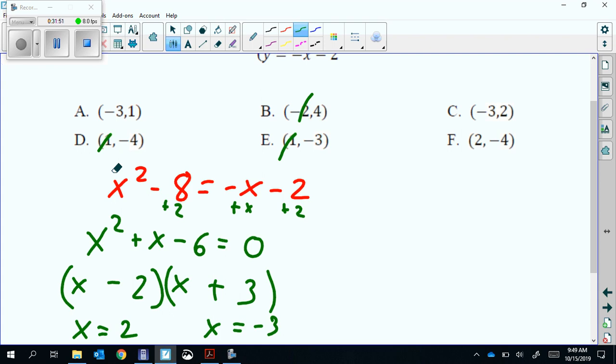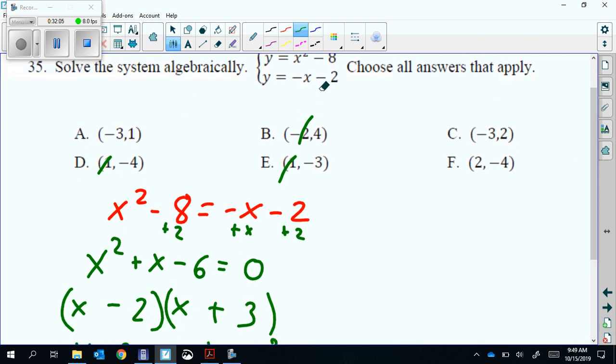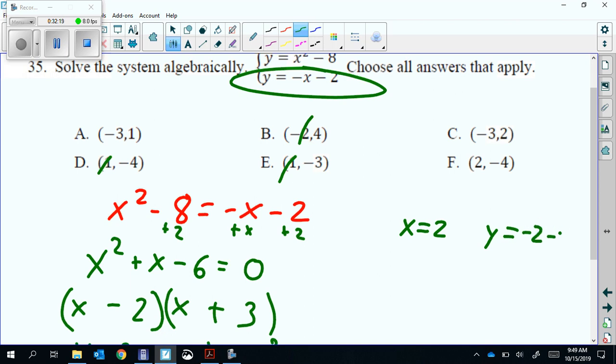Now to figure out between these other ones, we plug in x equals 2 and x equals negative 3 to make sure that we get the right y value. So plug in 2. It's much easier to plug into that one because we don't have to do any squaring. So plug in 2, you get negative 2 minus 2. We get y equals negative 2 minus 2, that's negative 4. 2 comma negative 4. There's one of them.